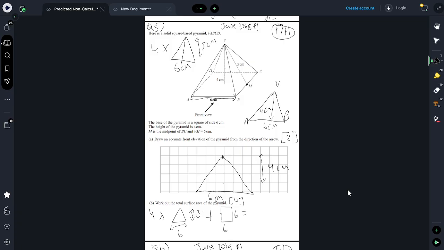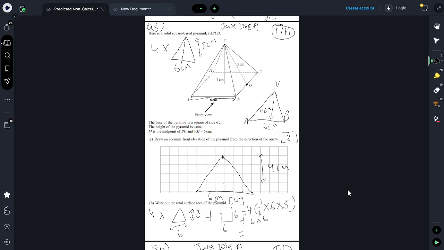So now we just compute the areas. So the area is going to be 4 times the area of a triangle, which is a half times the base times the height of 5, plus the area of a square, which is 6 times 6. I don't have a lot of space for this, but hopefully it's clear. Okay, so let's work it out.